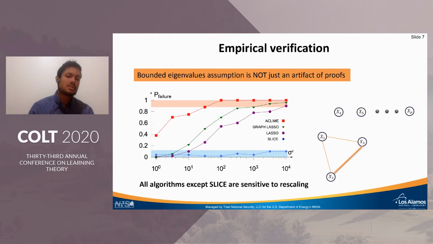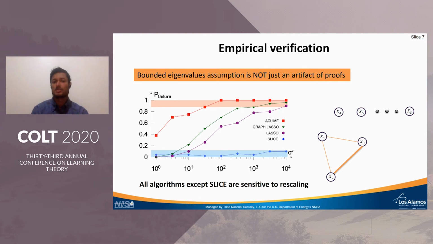The third natural question is, maybe the whole condition number dependency is just an artifact of the proofs, used to make them simpler and easier to follow, and it's not a real property of the algorithm itself. Turns out this is not the case either. It's not just an artifact of the proofs, as shown in this numerical experiment. We take this graph on the right. We have a way to rescale the variables with respect to each other, and we look at the performance of the methods with respect to this rescaling.